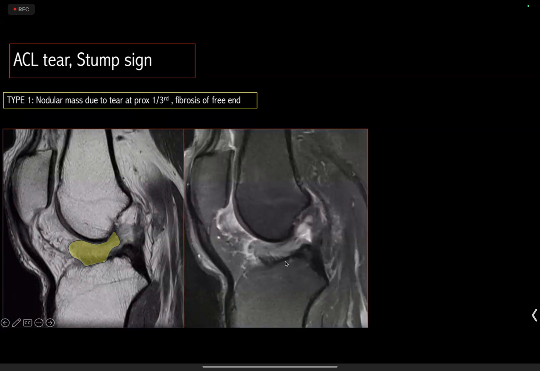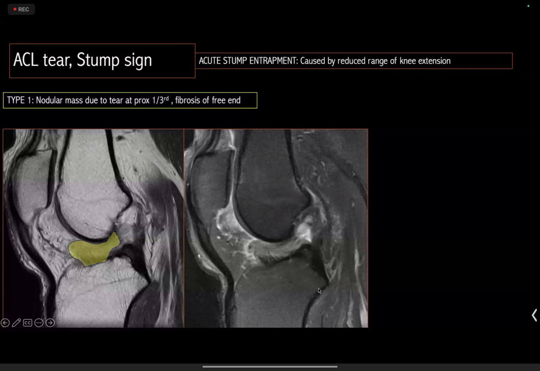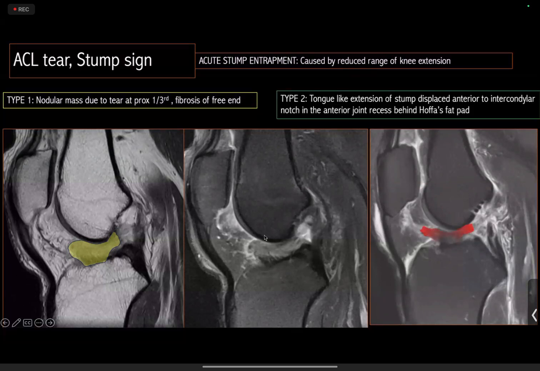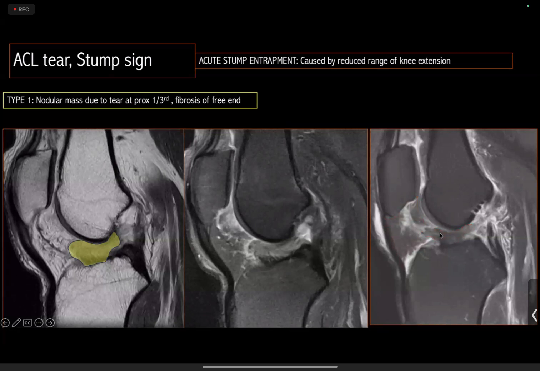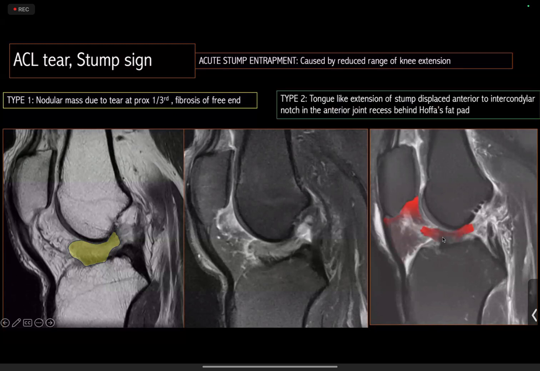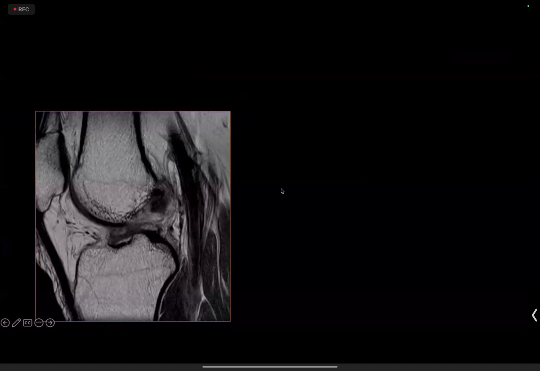And the fat suppressed images would help us understand it better. We may find the acute stump entrapment related features, like marrow edema, edema of the Hoffa's fat pad, or some sort of impingement related features. So the acute stump entrapment is type 1 and type 2. If it is a nodular mass, it would be termed as type 1. And if it is like a lip-like projection of that ligament, and there would be a lot of edema or say laceration or contusion of the fat pad, it would be a type 2 acute stump entrapment. So we may come across such features in patients.